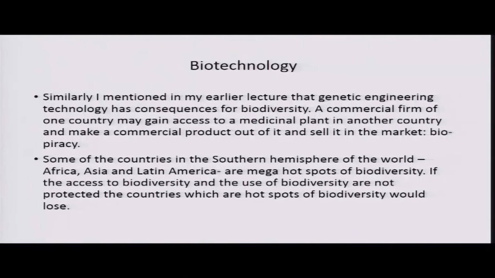Similarly, I mentioned in my earlier lectures that genetic engineering technology has consequences for biodiversity. A commercial firm of one country may gain access to a medicinal plant in another country and make a commercial product out of it and sell it in the market. This is also called biopiracy. Some of the countries in the southern hemisphere of the world, Africa, Asia, Latin American countries, are mega hotspots of biodiversity. If the access to biodiversity and the use of biodiversity are not protected and regulated, the countries which are hotspots of biodiversity would lose.